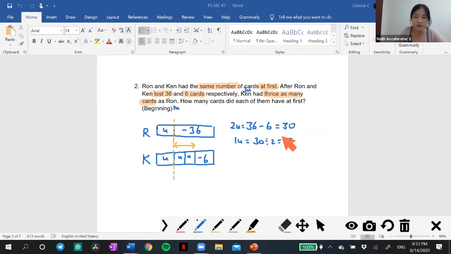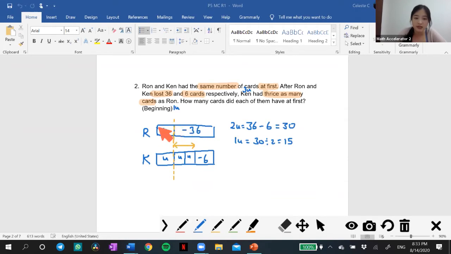Right, but don't stop here. We have to find the answer. So read the question again. How many cards did each of them have at first? Okay, can someone tell me, do I use Ron's model to find out how many cards they had? Or do I use Ken's? Or can I use both? Yep, okay, you can use both. But I'll always opt for the easiest one, which is Ron.